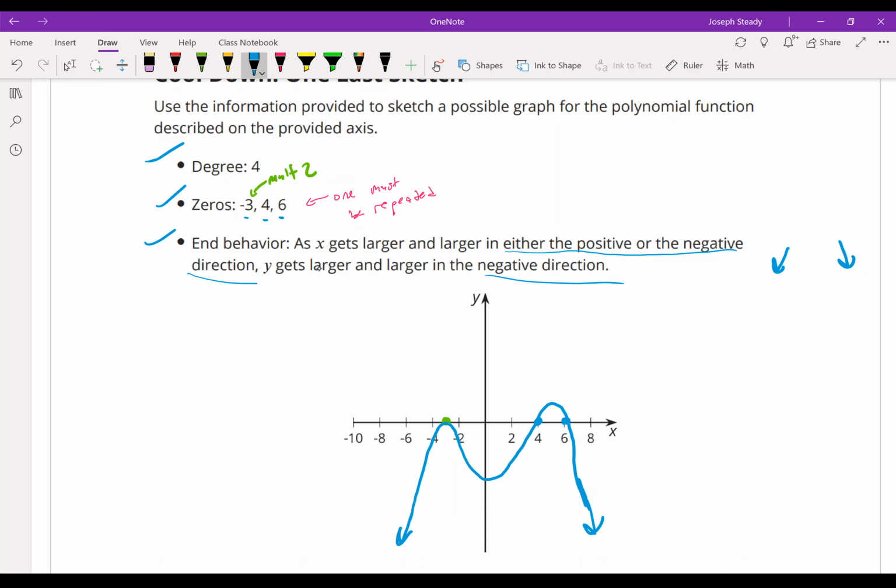Now, this is not the only graph that you could have for this. Remember, I picked the multiplicity of 2 to go with the x-intercept of -3 randomly. You could do any of the other x-intercepts having a multiplicity instead.